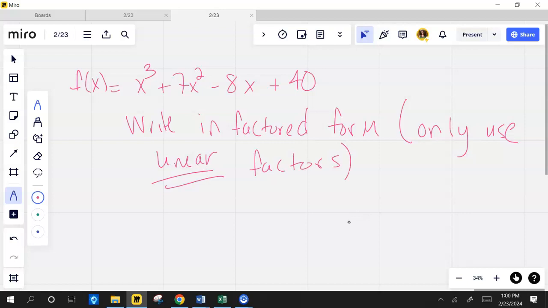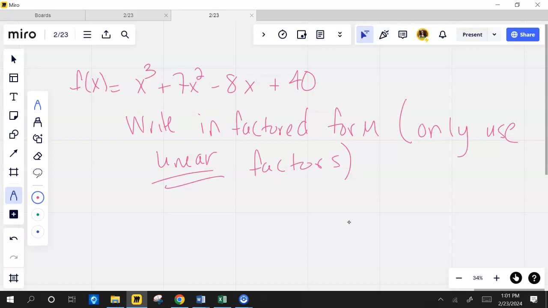Why is this important? I want you to write this. This is what we call linear factorization. We're writing it so that every factor is a linear factor only. What does that mean? X plus something, x minus something. You can have a coefficient but no exponent.